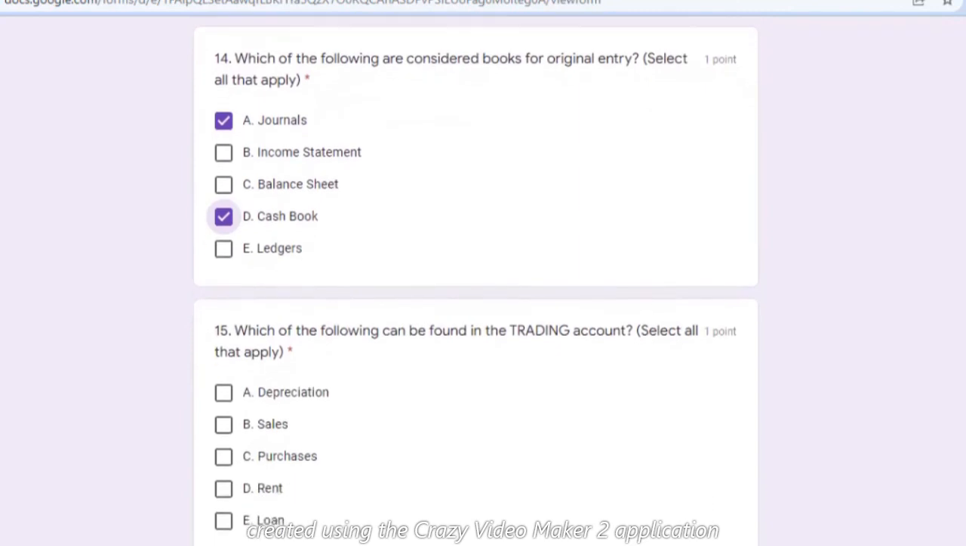And then the last question here: which of the following can be found in the trading account? Select all that apply. Ask yourself, what does the trading account entail? Remember, we have the trading account and we have the profit and loss account. Don't get it twisted.